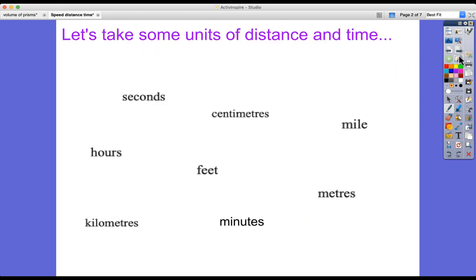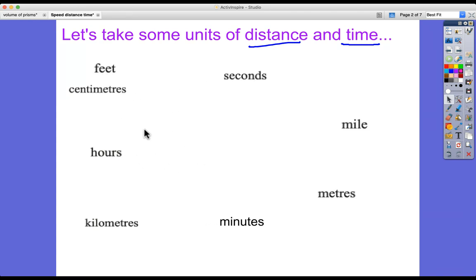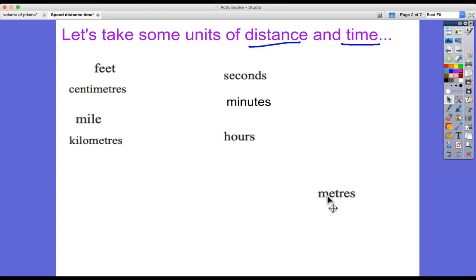Now, I'm going to just show you the importance now of units in these equations. So let's just have a look at a few really common time and distance sets of units. And let's look at the distance ones first of all. So feet is a distance, centimeters. I'll start separating them out. Seconds, hours, and minutes for time, okay? And let's have a look at how we can put these together.